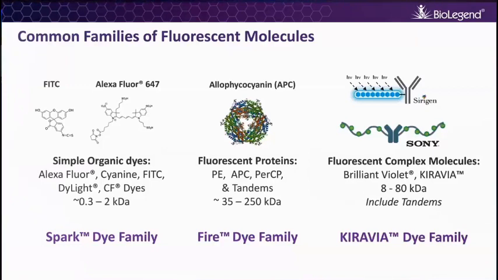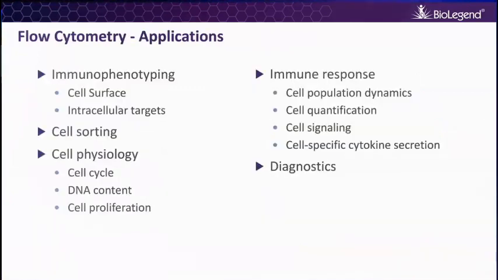And in addition to that, we also have an expanding or growing portfolio of fluorescent complex molecules, such as the Brilliant Violet dyes and the Kiravia dyes. We can see here that we can apply these reagents in multiple applications, such as immunophenotyping, cell sorting, and also to study cell physiology. We cover a big number of cell surface and intracellular targets, and in cell physiology, we can look at cell cycle, DNA content, and cell proliferation.